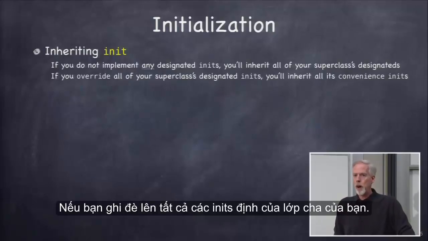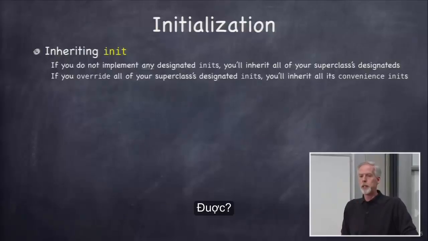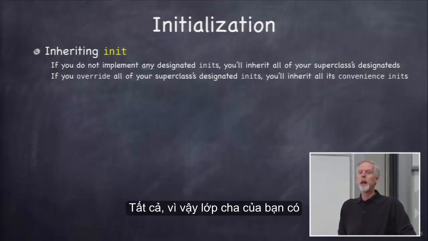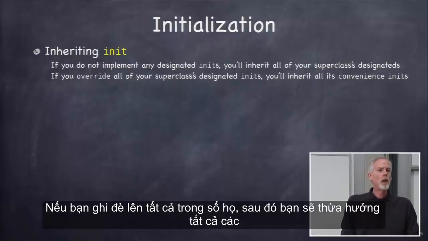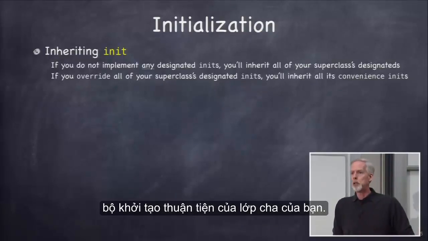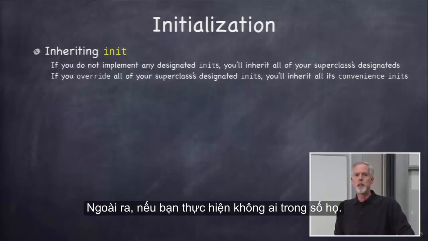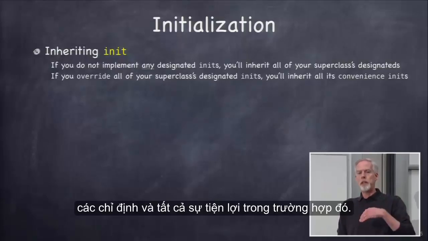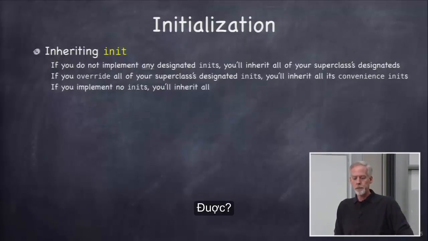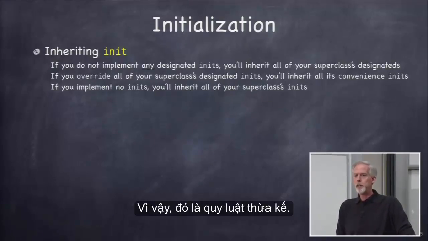If you override all of your superclass's designated inits, okay? So your superclass has 3 designated initializers with different arguments. If you override all of them, then you will inherit all of your superclass's convenience initializers. Also, if you implement none of them, because you'll essentially inherit all the designateds and all the conveniences in that case. Okay? So that's the inheritance rule.